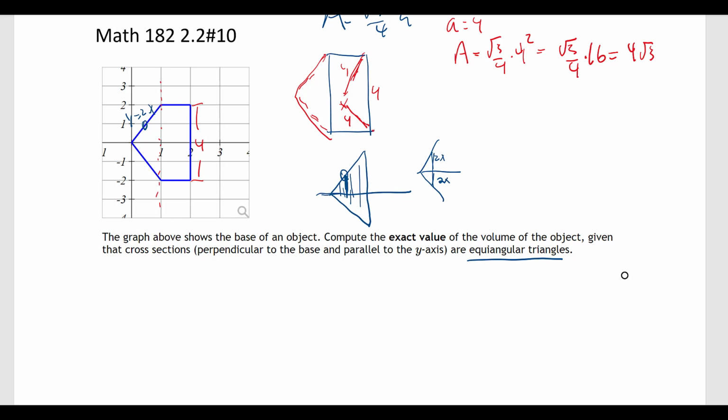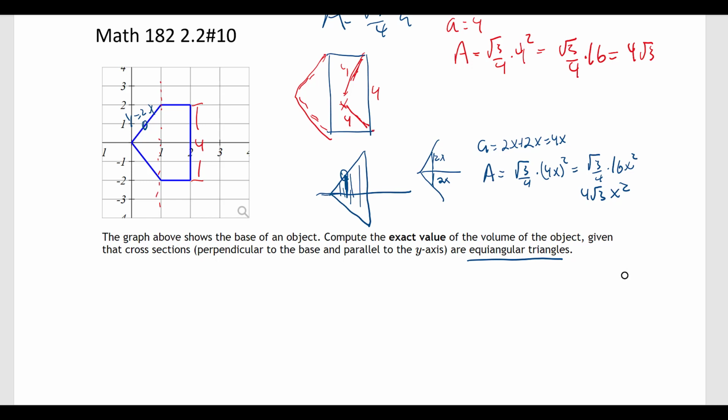So A is the whole way across. A equals 2x plus 2x, which is 4x. So my area is going to be the square root of 3 over 4 times 4x squared. Or square root of 3 over 4 times 16x squared. And that reduces to be 4 times the square root of 3 x squared.